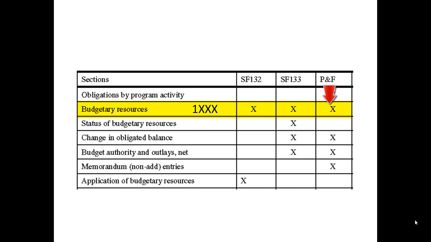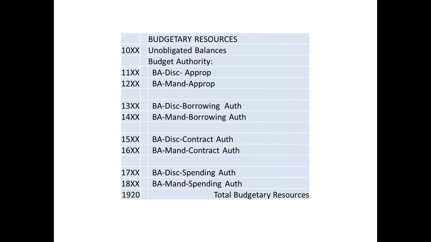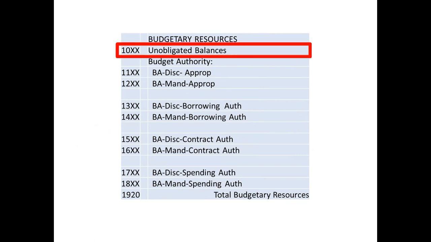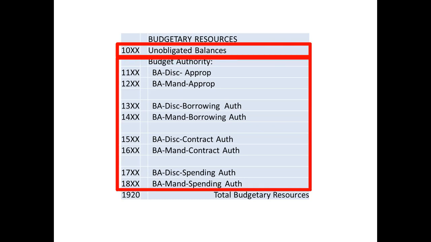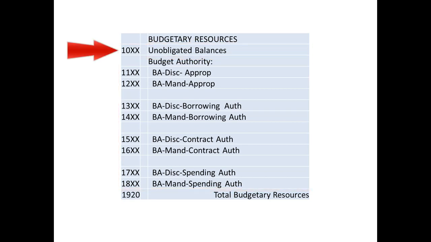Let's review what makes up budgetary resources. Budgetary resources are made up of two major elements: unobligated balances and budget authority. Unobligated balances, on line numbers starting with 10, are actually unexpired budget authority. That is, funds with an availability of more than 1 year, like multi-year and no-year accounts.